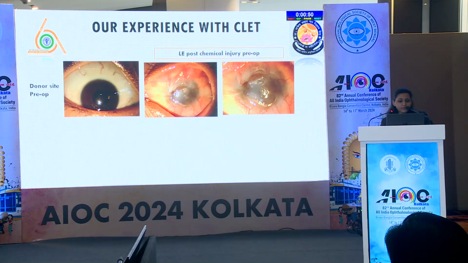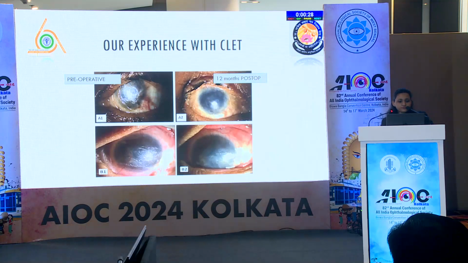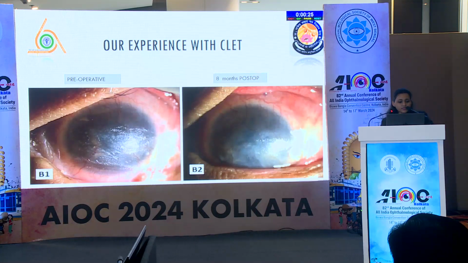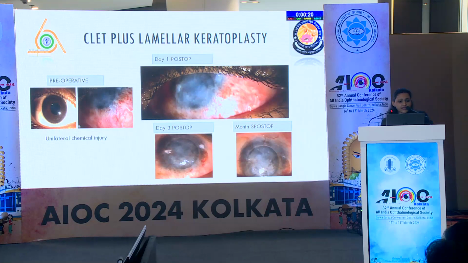This is an image of our experience with CLET. This is the right eye, the normal eye and donor site, and the other eye showing post-chemical injury sequelae, a preoperative image, and then finally after 1 year, the donor site was intact. And you can see improvement of the ocular surface after 1 year of CLET. This is another image, and in this particular patient, CLET was combined with a lamellar keratoplasty to improve the ocular surface.